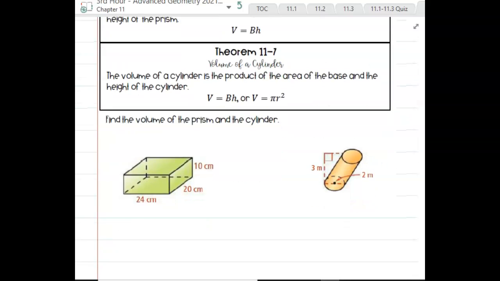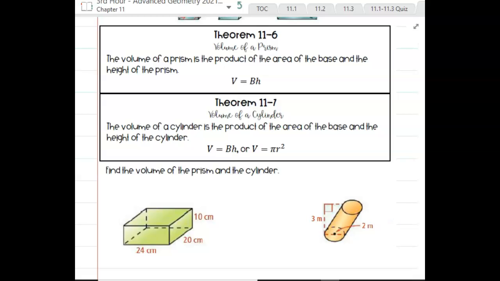Now, for the volume of a cylinder, it's actually the same formula, the area of the base times the height of the prism. But kind of like when we did surface area, we can be a little more specific with cylinders because all cylinders have circles for bases. So with the volume of a prism, I can't get super specific on how to find the area of that base because sometimes the base is going to be a rectangle, sometimes it will be a triangle, it could be a pentagon, it could be any shape.